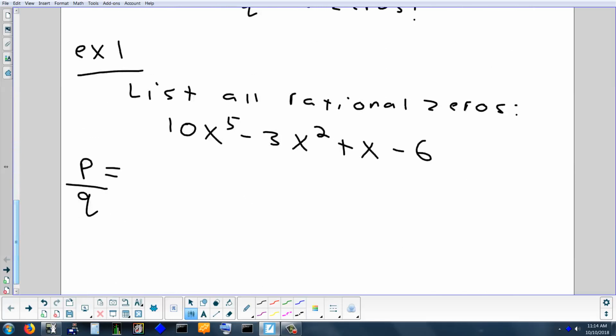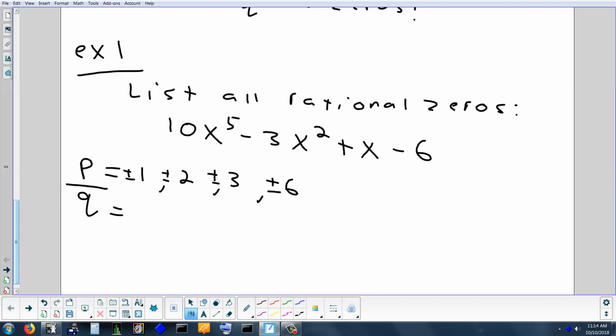What are all the numbers that divide into negative 6? 1, 6, 3, 2. So 1, 2, 3, 6. I agree with all of those. And there's 4 more. What other numbers divide into 6? Yep. -1, -2, -3, -6. So we have plus or minus 1, 2, 3, and 6. Those are all the factors of the constant.